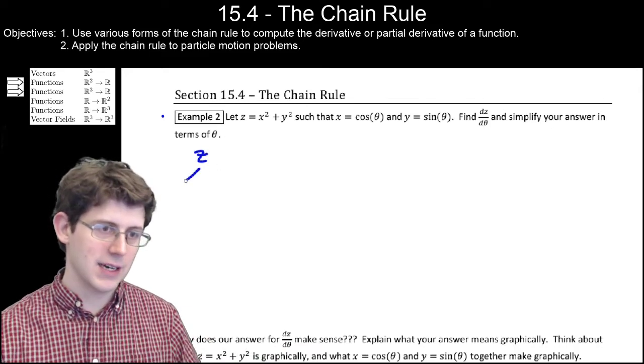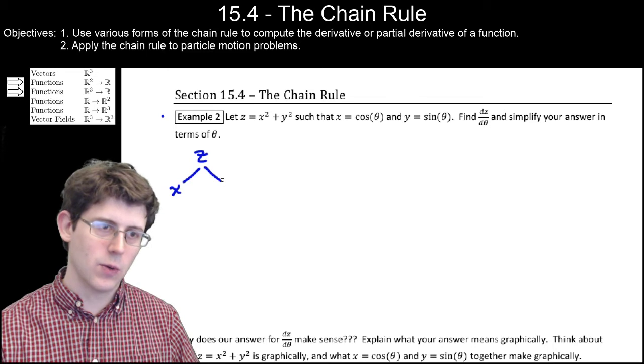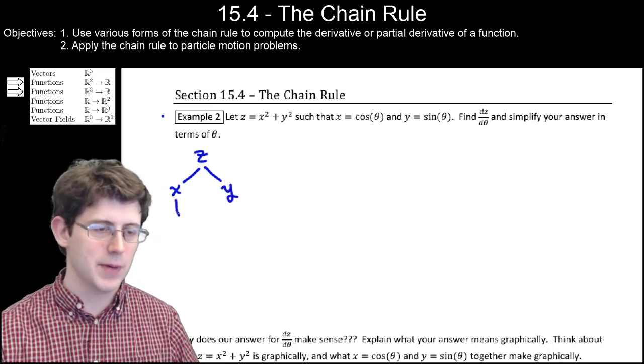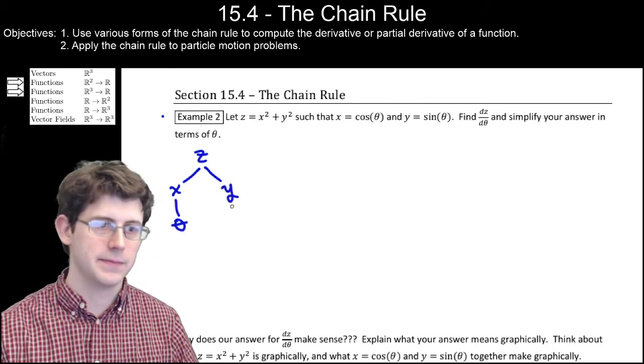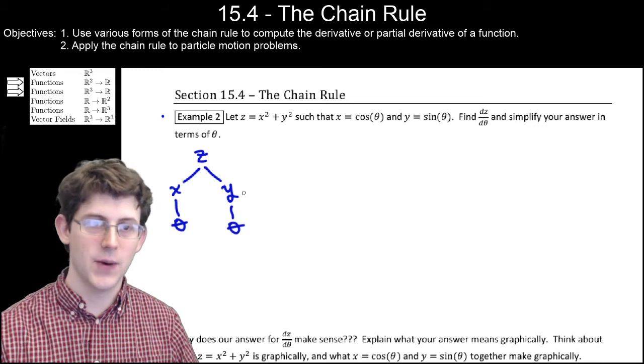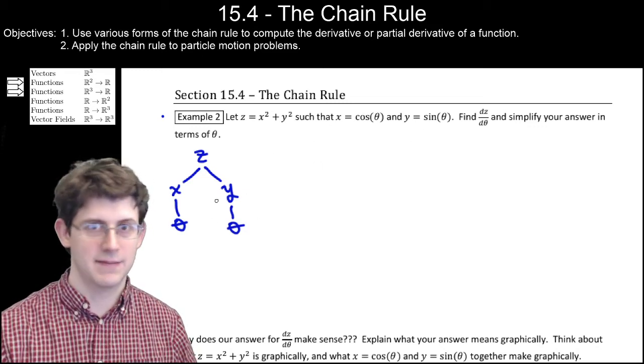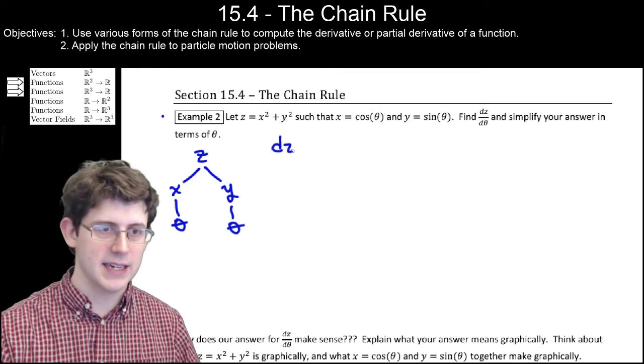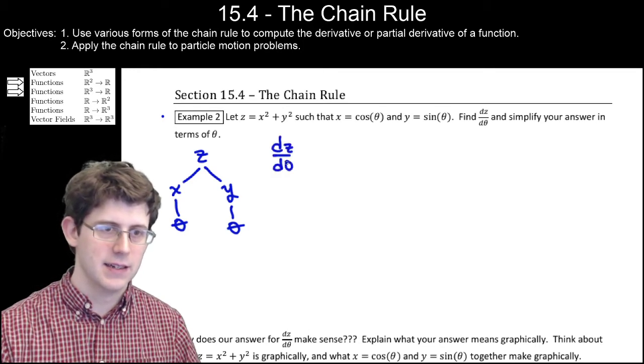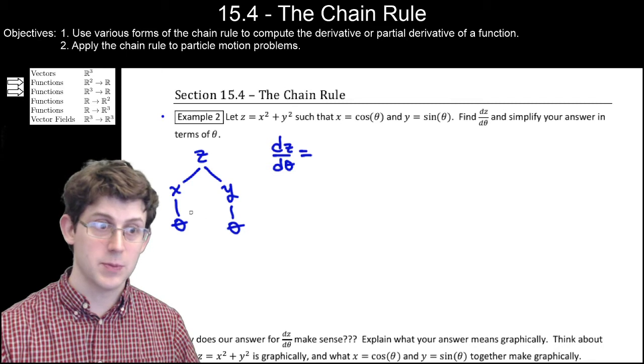I like to just organize myself. There's no requirement to draw this diagram, but I don't know. Z depends on x and y, x depends on theta, y depends on theta. So here's my nice diagram. Now I can find dz d theta by following this path.